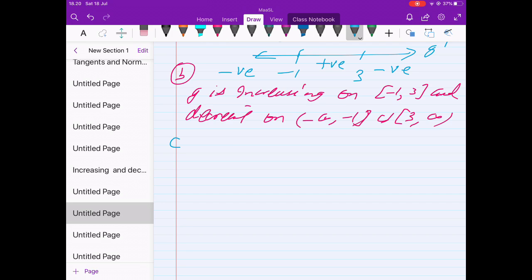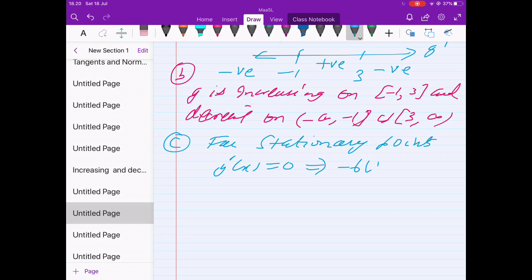Find and classify any stationary points. So for stationary points, when we say stationary point, it means the tangent is horizontal and the gradient is 0 over there. So therefore g'(x) is equal to 0. That implies negative 6 into (x minus 3) into (x plus 1) equals 0. So that implies there are 2 points, x is equal to 3 or x is equal to negative 1.